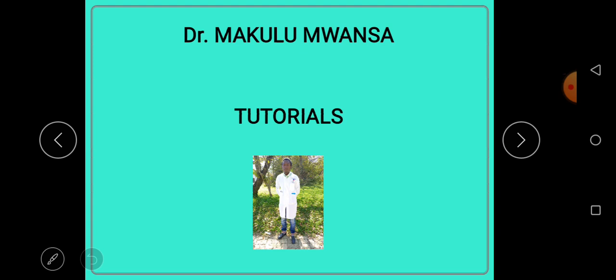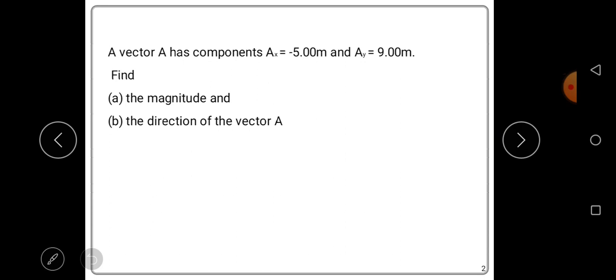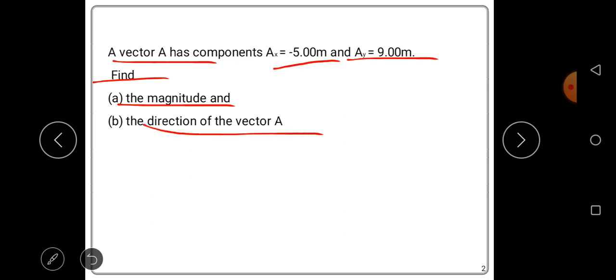So this is another video on vectors. In this video, we'll be discussing vectors. The question reads, a vector A has components ax equal to negative 5.00 meters and ay equal to 9.00 meters. The question continues, find A, the magnitude, and B, the direction of the vector A. So this is what the question is requiring us to do.